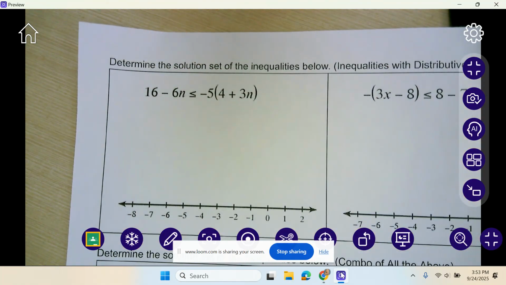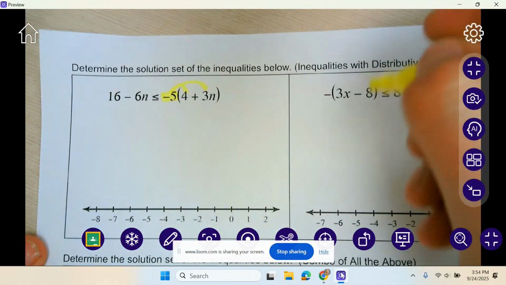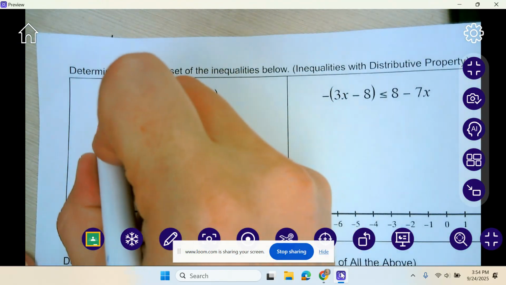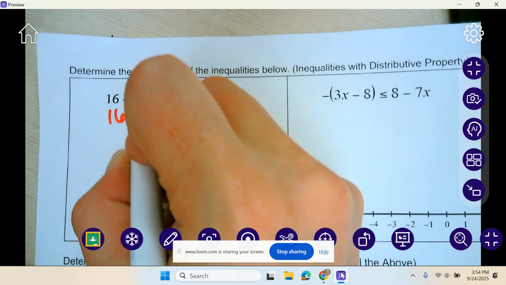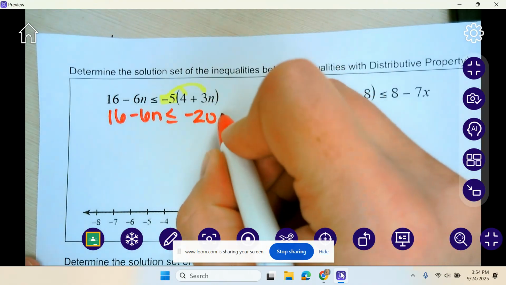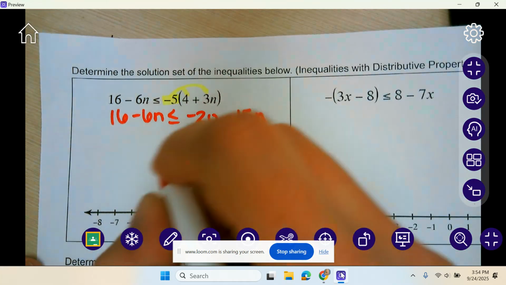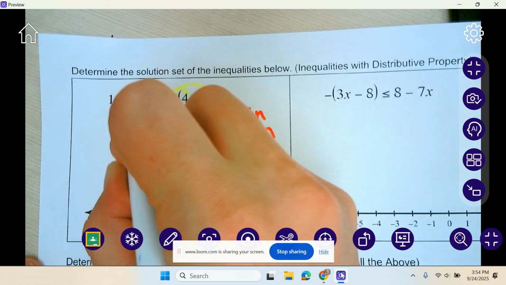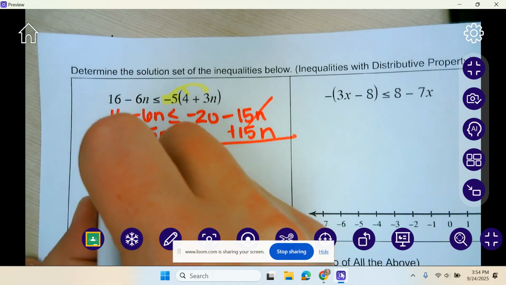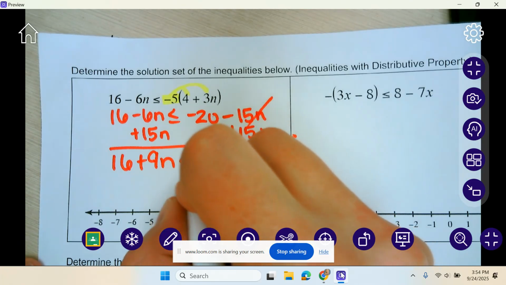All right, so we have distribution. So you're going to take your -5 and distribute. You're going to take everything on the left and rewrite it the same. -5 times 4 is -20. -5 times 3 is -15n. Okay, next step is move the variable. So I'm going to add 15n on both sides. That cancels. So I get 16 plus 9n is less than or equal to -20.